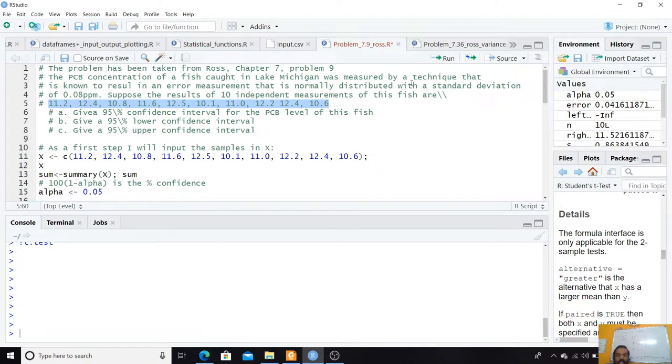We've also been given a standard deviation of 0.08 parts per million. So this standard deviation is the standard deviation of the population. How do I know it? Well, they haven't used the word sample standard deviation, okay, to begin with. If they have taken 10 independent measurements, I can calculate the sample standard deviation and see whether it matches with 0.08, and it does not. So in this case, I know that this is case 1 of those 6 cases.